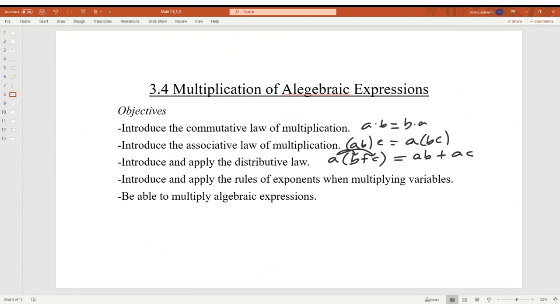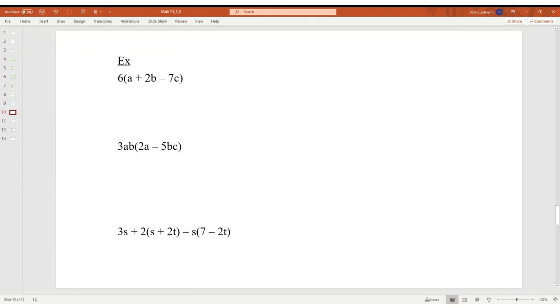And next we have the distributive property. If you have A times (B plus C), inside parentheses, you distribute A over B and C. So it becomes A times B, which is AB, plus A times C, which is AC. Okay, now let's move directly to some examples. I'll show you the first three examples, then we have another slide where we can try more examples. So the first example, we have a monomial 6 multiplying a trinomial, A plus 2B minus 7C. The 6 will be distributed over A, then 2B, then 7C.